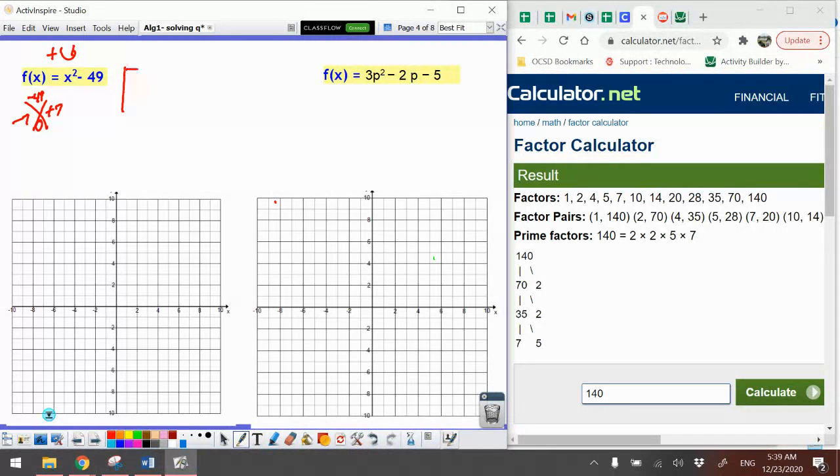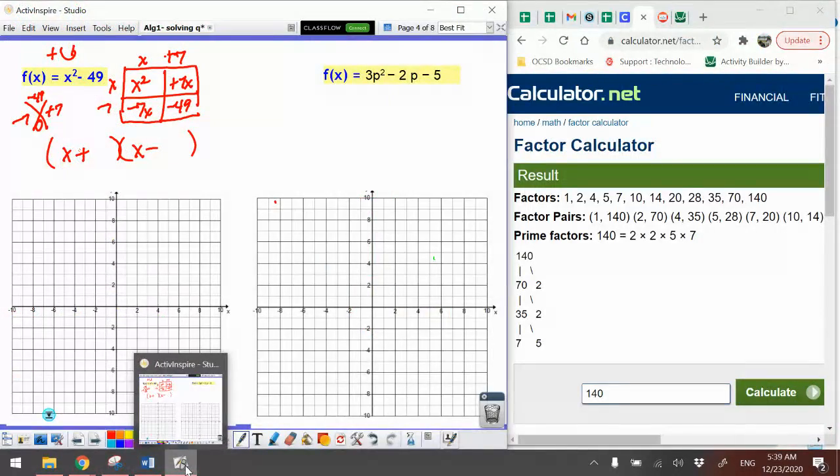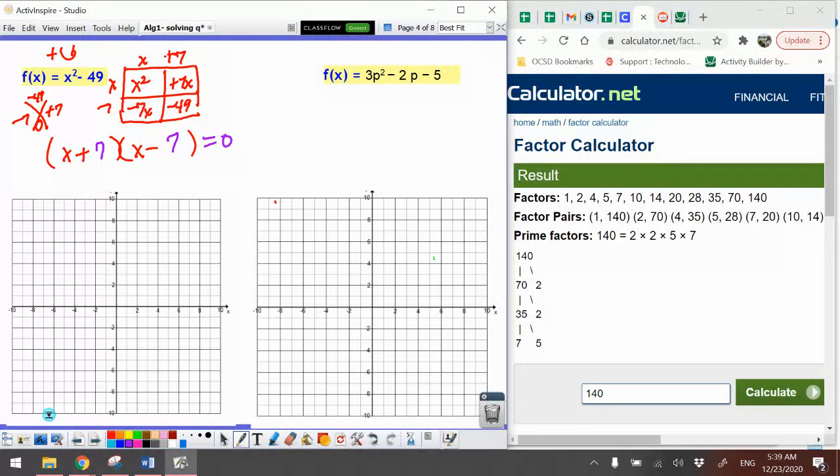And I can certainly do the box if I need to, where I have the x squared, minus 49, minus 7x, plus 7x. I can do that. But remember, when we're working with perfect squares, we know that they always factor into a plus and a minus and the root or the base number of that square. And we know that the root or base of 49 is 7. Okay, so this is equal to 0. So I know I have x plus 7 equals 0, and I have x minus 7 equals 0. So x equals 7, x equals -7.